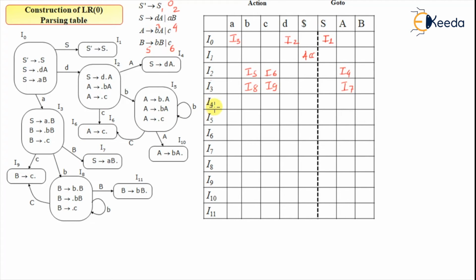Then comes I4, which is a reduced state, I'll come to it later. I5 is looping on B, so on input capital B it loops to the same state. On input small c, it goes to the state I6. On input capital A, it goes to the state I10.